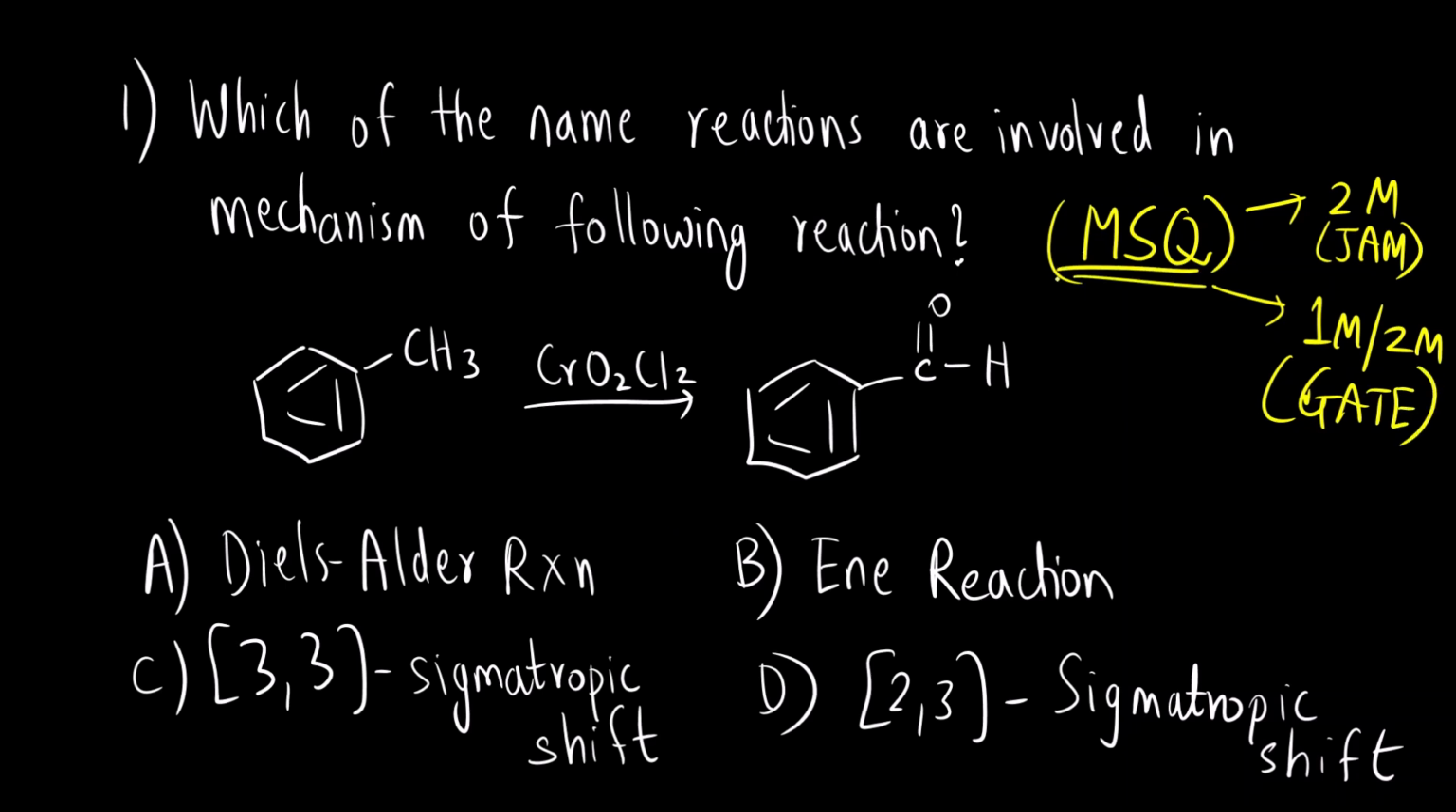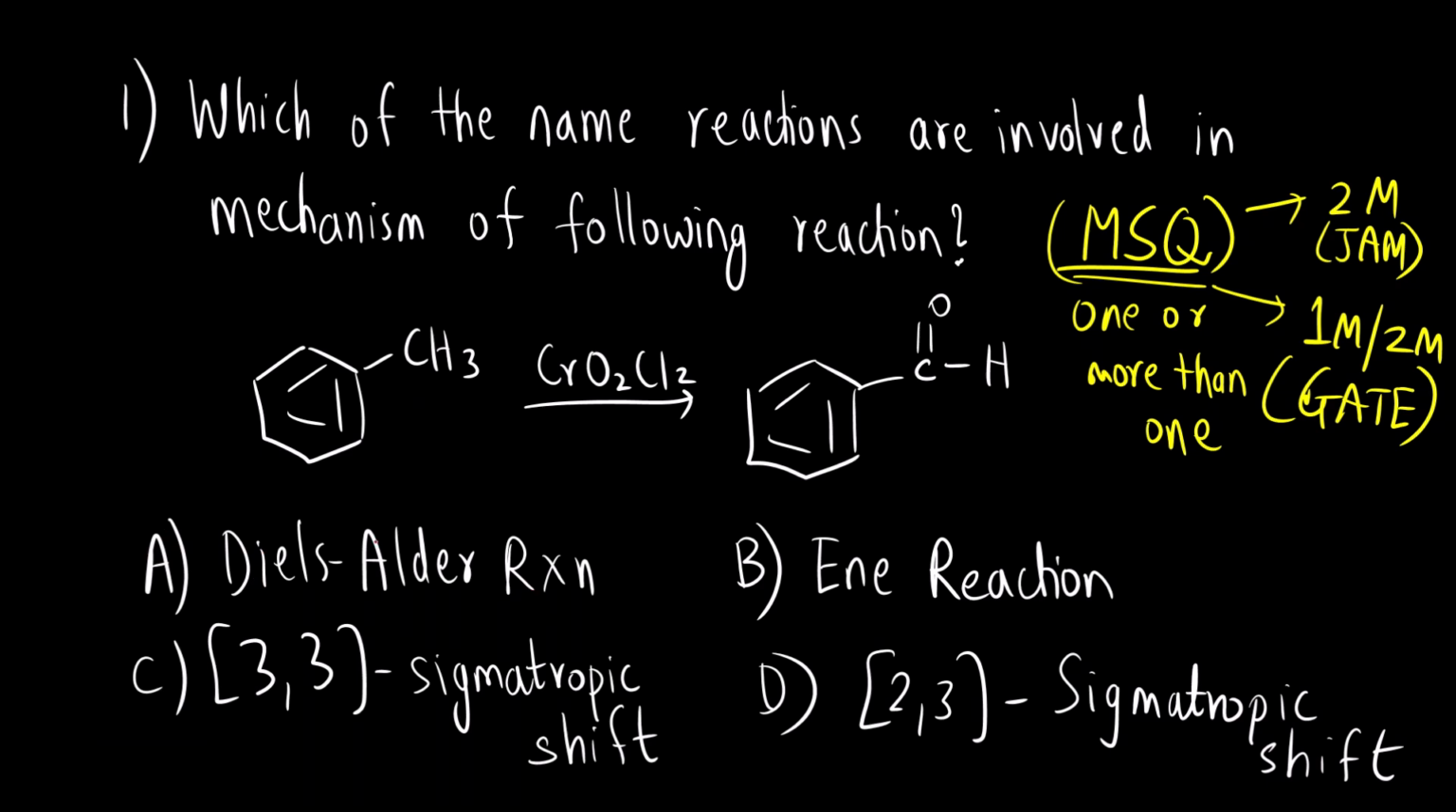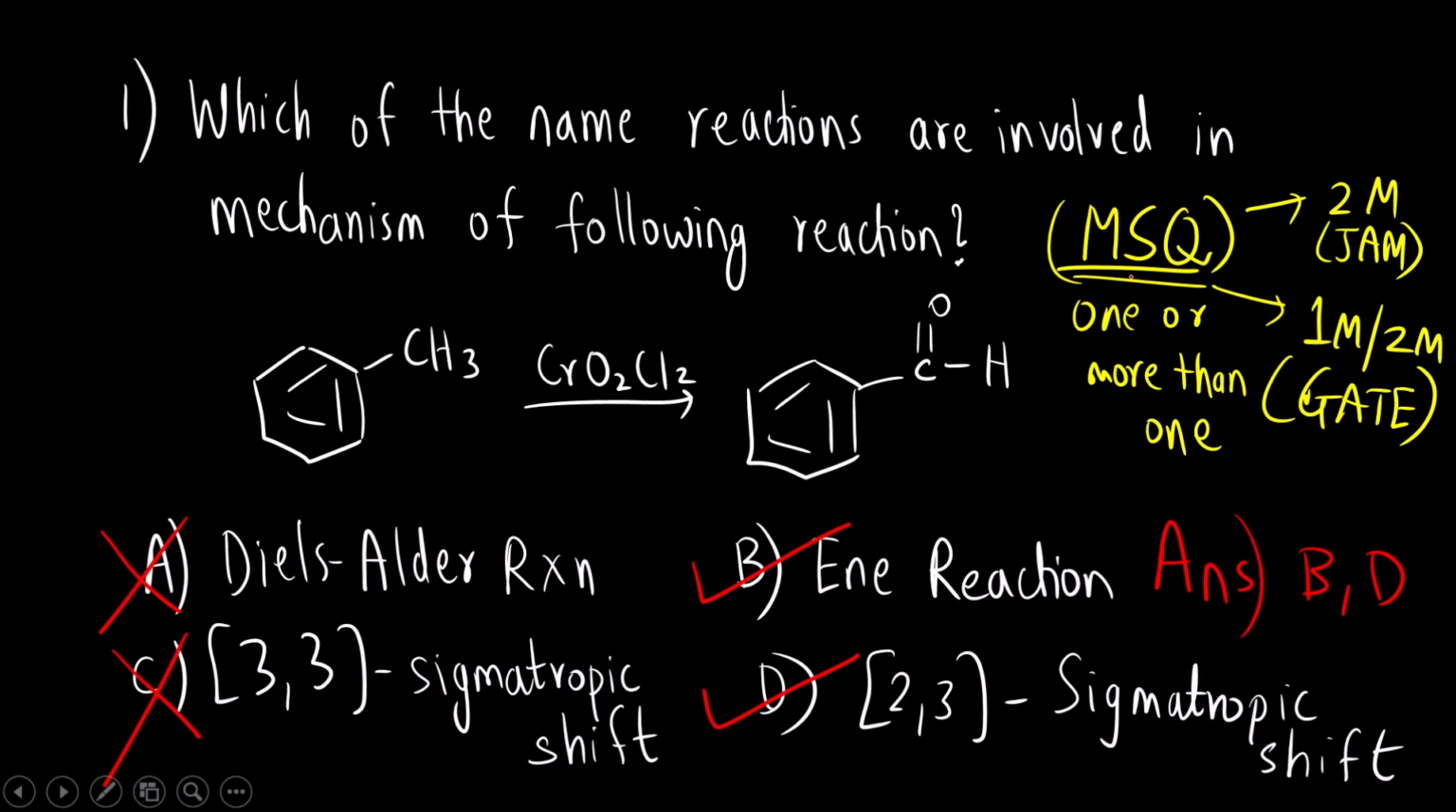MSQ means one or more than one answers are correct. We just now saw the answers. We learnt the Diels-Alder reaction, but is the Diels-Alder reaction involved? No. Which reaction is involved? Ene reaction. Is the 3,3 sigmatropic shift involved? No, it is the 2,3 sigmatropic shift that is involved. So what are the correct answers? Options B and D. So this type of question can be asked in the entrance exam.